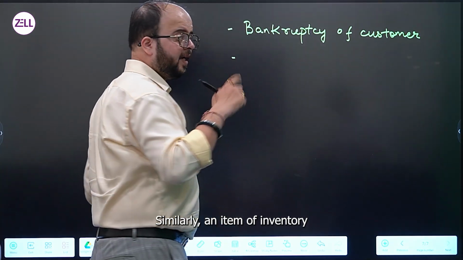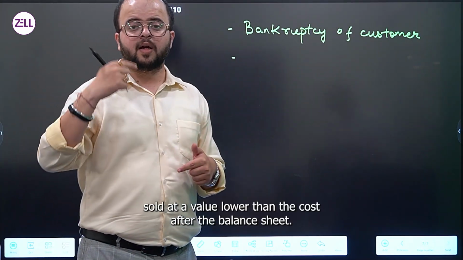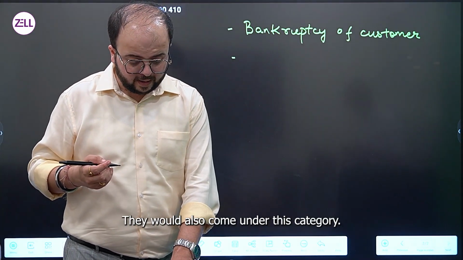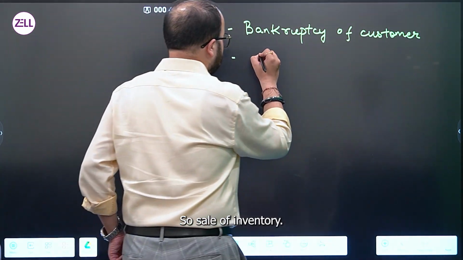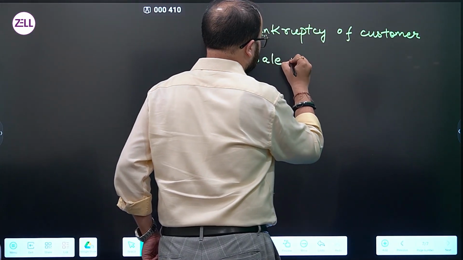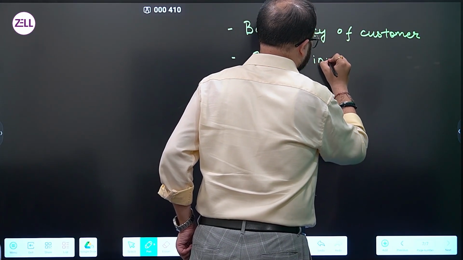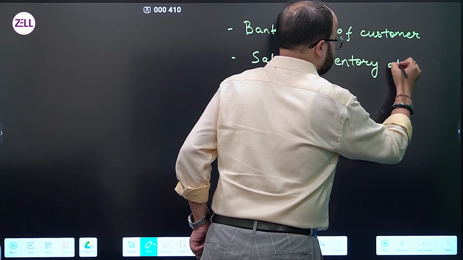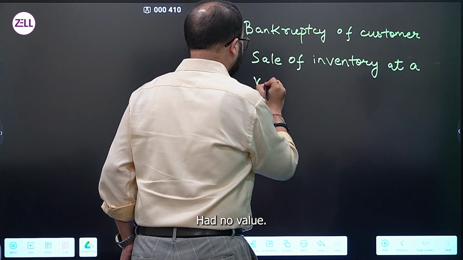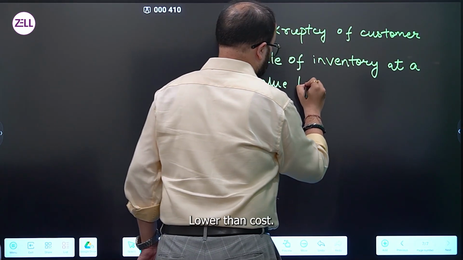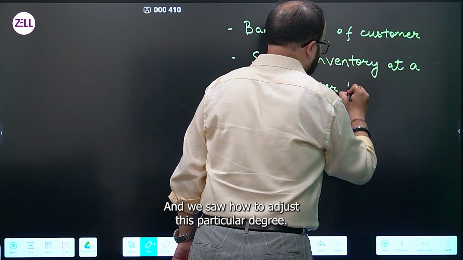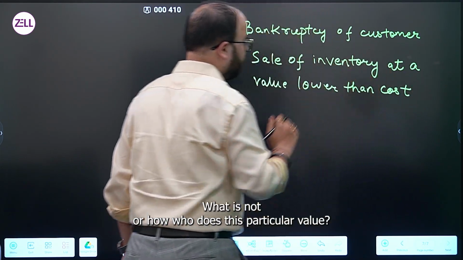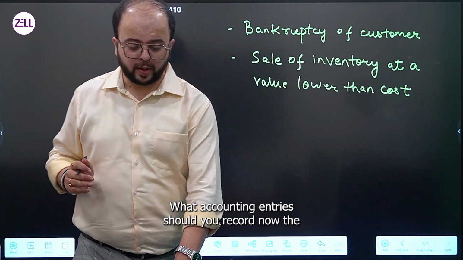Similarly, an item of inventory sold at a value lower than the cost after the balance sheet date would also come under this category. So, sale of inventory at a value lower than cost, and we saw how to adjust this particular entry. What accounting entry should you record?